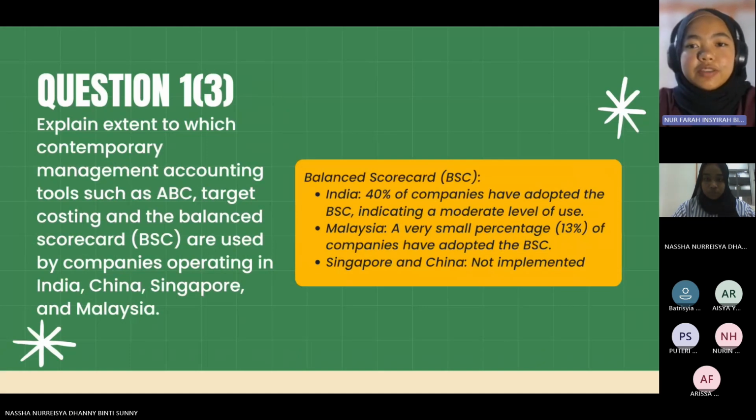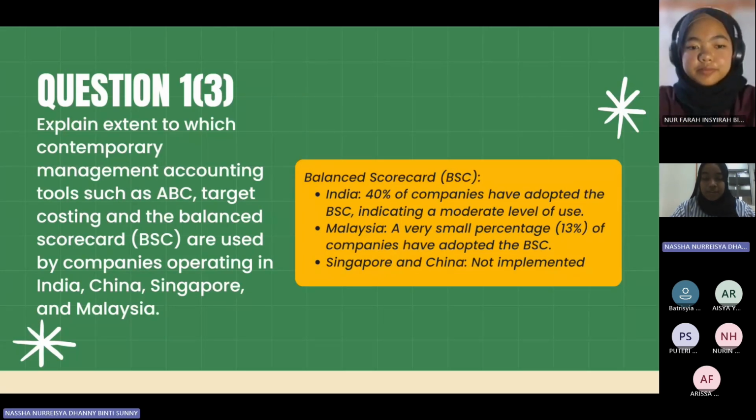While India is progressively embracing these management tools, China appears to be lagging behind. As with target costing, there isn't much data on the use of BSC. This could reflect the slower pace at which Chinese companies are adopting contemporary management practices compared to countries like India and Malaysia.